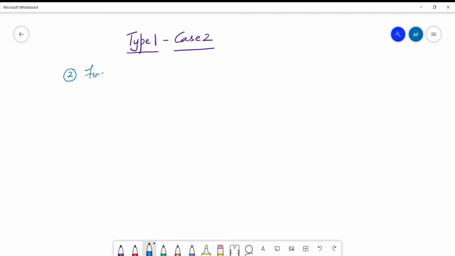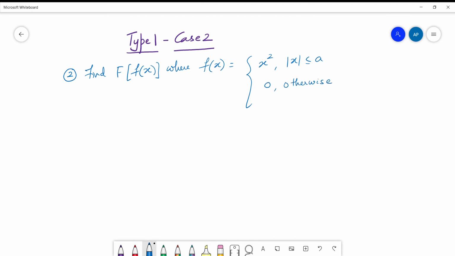So we need to find the Fourier transform of the function f of x, where f of x is given by x square in the interval mod x less than or equal to a, 0 otherwise. Proceeding as we did in the previous case, mod x less than or equal to a means it is minus a to plus a. Recall the working rule. We are given f of x is equal to x square in the interval minus a less than or equal to x less than or equal to a.